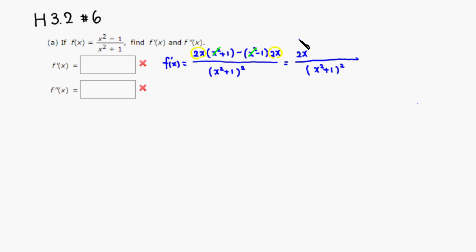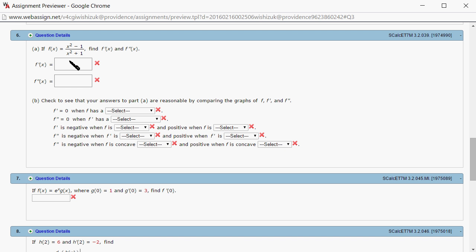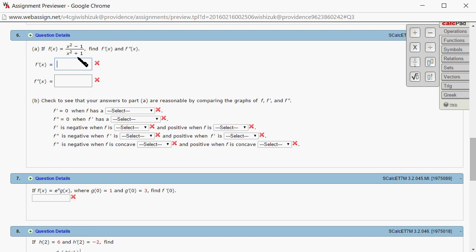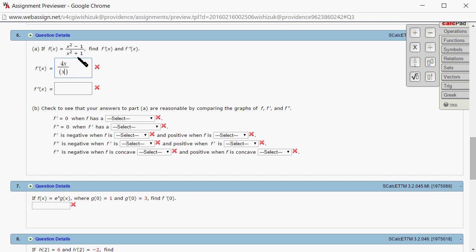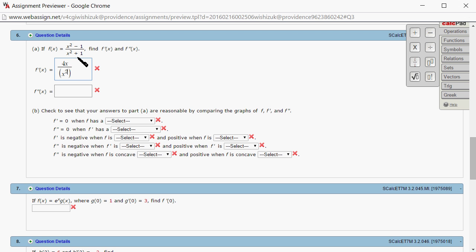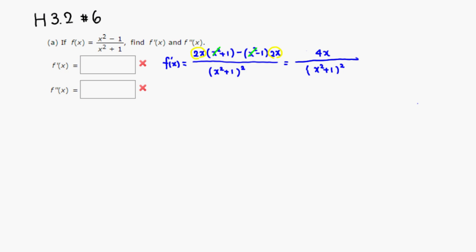So instead of 2x, maybe I should write it as 4x because it's times 2. So 2x times 2 is 4x. That's the first derivative, so I'm going to go ahead and type that in first. You have 4x over quantity x squared plus 1 squared.